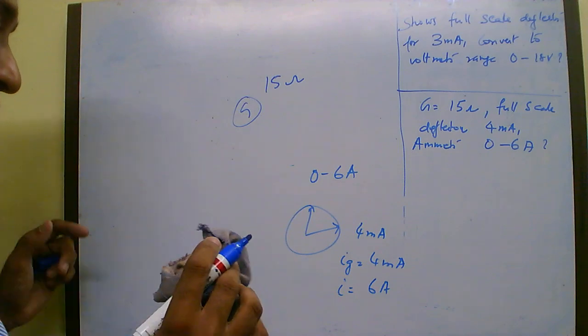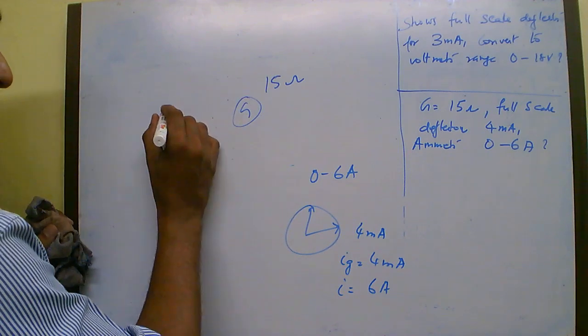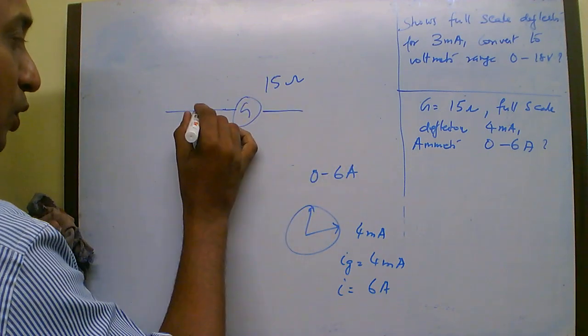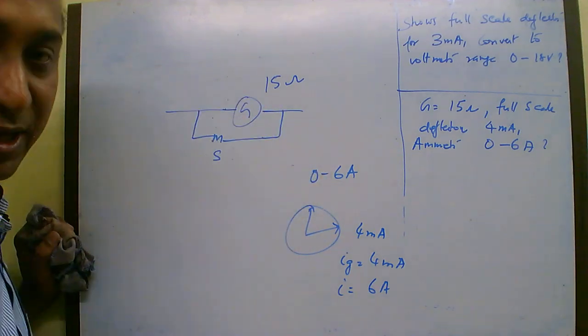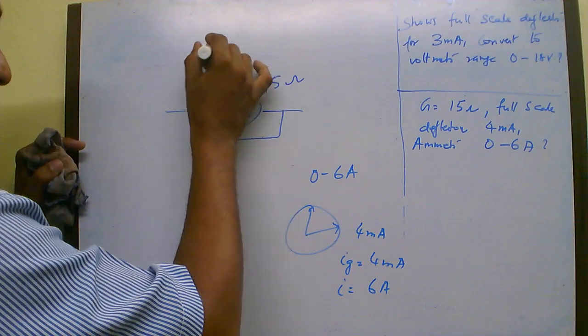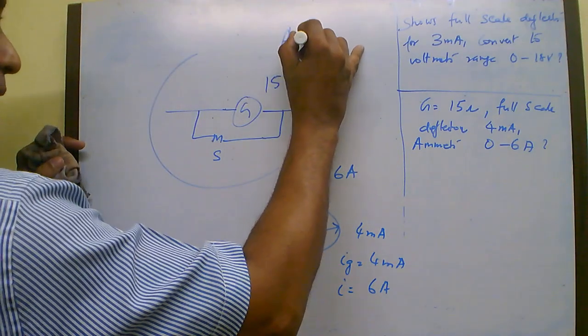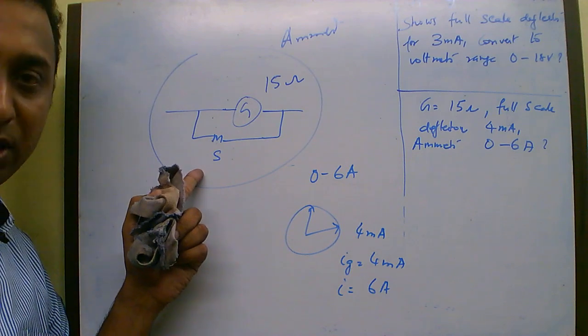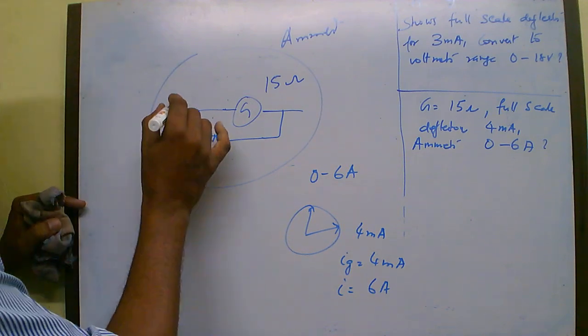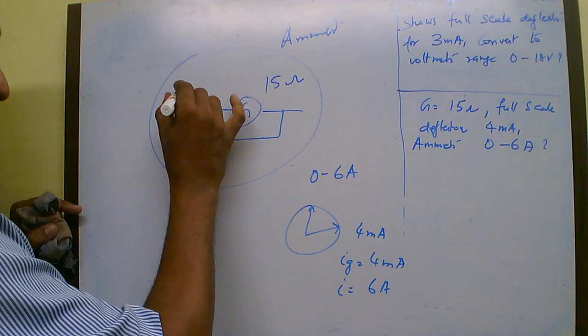So what is the logic? You connect a low resistance in parallel, you call it a shunt resistance, in parallel to the galvanometer, and this whole arrangement acts like an ammeter. What is the logic of connecting this small resistance in parallel? See, I want to measure up to 6 amperes.